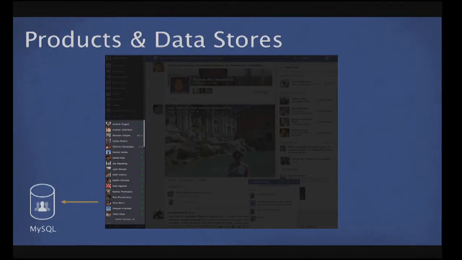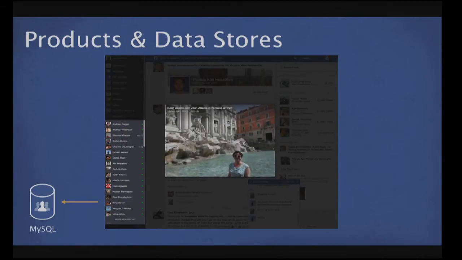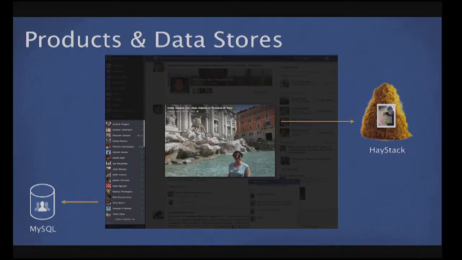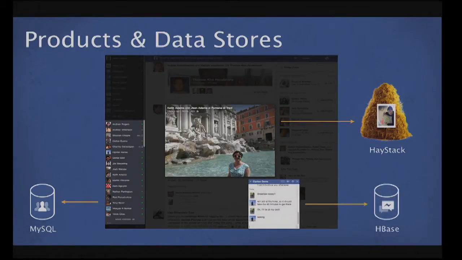There's what we call the social graph. This is the information about users, friends, relationships, and this is stored in a heavily sharded MySQL database. And there's a talk tomorrow that will go into the details of this transactional infrastructure. There is the photos product that's stored in a specialized blob storage. We've got Messenger, a chat product that makes use of HBase.